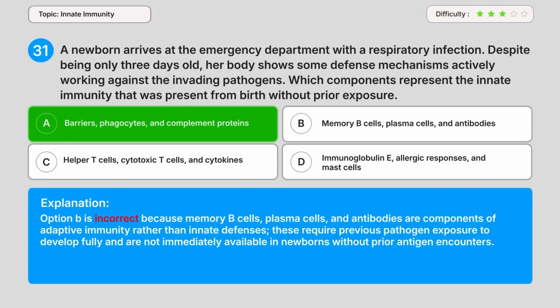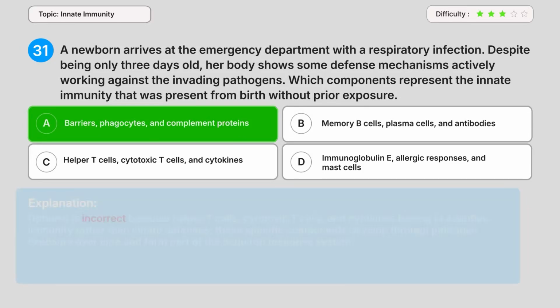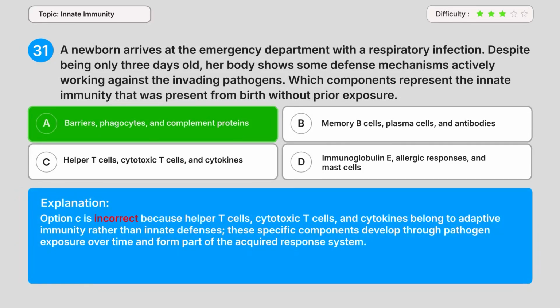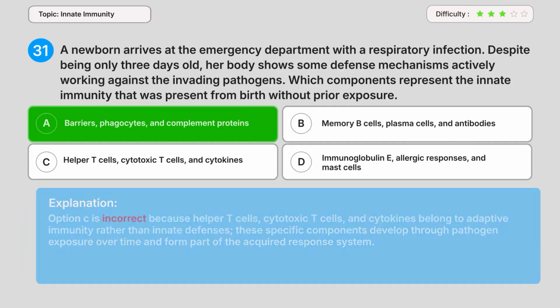Option B is incorrect because memory B cells, plasma cells, and antibodies are components of adaptive immunity rather than innate defenses. These require previous pathogen exposure to develop fully and are not immediately available in newborns without prior antigen encounters. Option C is incorrect because helper T cells, cytotoxic T cells, and cytokines belong to adaptive immunity rather than innate defenses. These specific components develop through pathogen exposure over time and form part of the acquired response system.